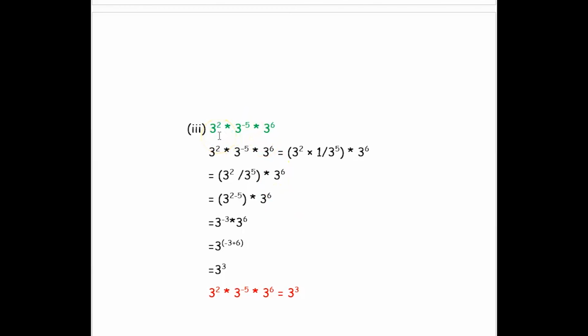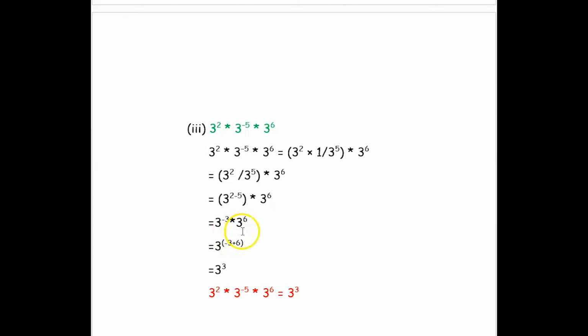Next is a question with 3 terms. 3 square into 3 to the power negative 5 into 3 to the power of positive 6. First we take the first two terms, 3 raised to the power of 2 into 3 raised to the power of negative 5. So 3 raised to the power of negative 5 can be written as 1 divided by 3 raised to the power of 5. So that is 3 square divided by 3 raised to the power of 5. So here it is 3 raised to the power of 2 minus 5, because it is in the denominator. So 3 raised to the power of 2 minus 5 is 3 raised to the power of negative 3, into the third term, that is 3 raised to the power of 6.